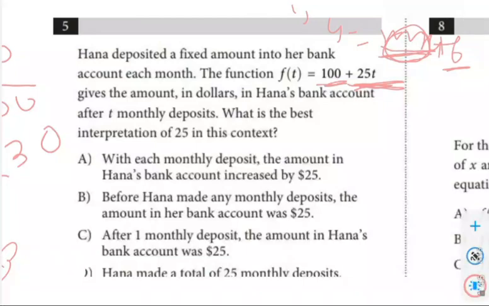I couldn't find it. With each monthly deposit, the amount in Hannah's bank is increased by 25. No, it's not. The second option reads that before Hannah made any monthly deposit, the amount in her bank account was 25. No, it is not a y-intercept, so this is also wrong.